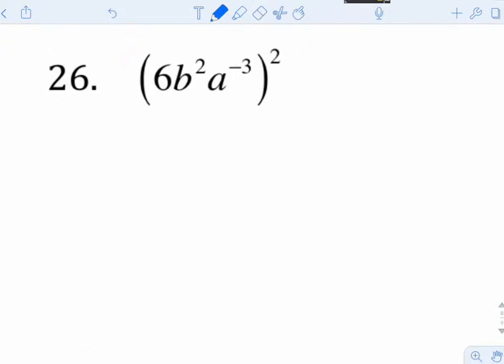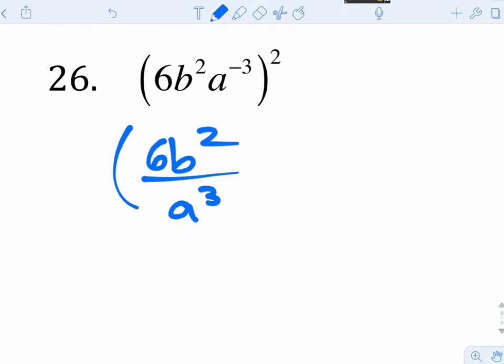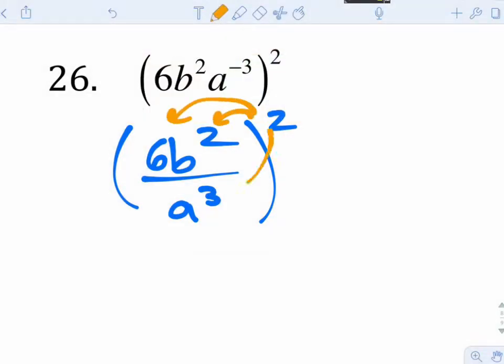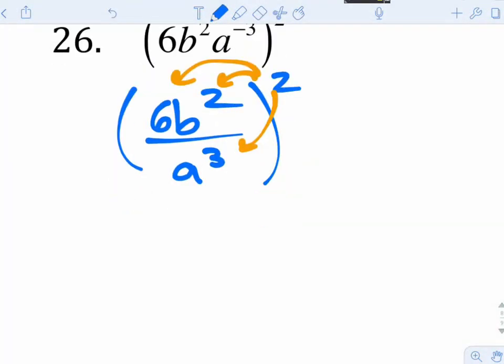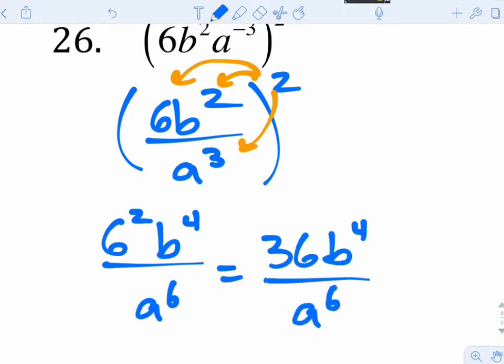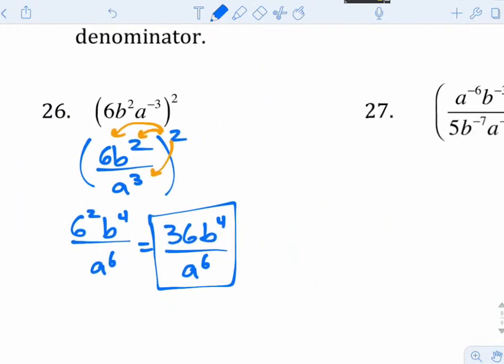So looking at this first example, 6b squared, a to the negative third, all of that to the second power. The first thing I do is I would simplify the inside to 6b squared over a to the third power. And then all of that is going to be squared. And then, well, we know our properties, and we can apply that power of 2 to all of those individual components, and we're going to end up with 6 squared times b to the fourth all over a to the sixth. Well, 6 squared, that's just 36. I wouldn't say you have to evaluate these numbers all the time, but listen, 6 squared, that's easy enough. Go ahead and write that as 36.